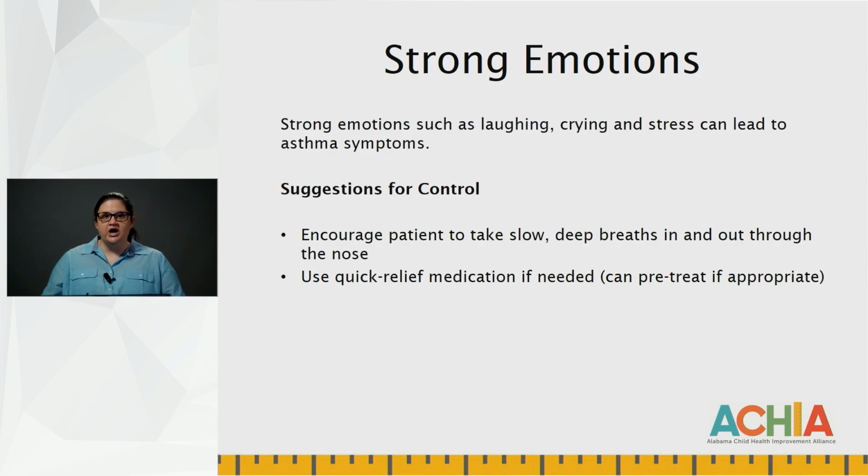Strong emotions. Strong emotions such as laughing or crying or stress can lead to asthma symptoms. Suggestions for control in these circumstances: encouraging the patient to take slow, deep breaths in and out through their nose can help, and use of quick relief medication if needed. Sometimes I've had parents say that they can't discipline their child because the child's going to throw a fit, and that's going to lead to an asthma flare-up. In extreme circumstances, if necessary, they can pre-treat just like with physical activity.